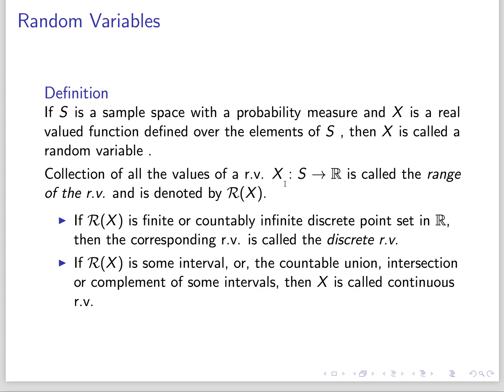Depending on the nature of Rx, we generally classify two major types of random variable. One is called discrete random variable, another is called continuous random variable. If Rx is a finite or countably infinite discrete point set in R, then the corresponding random variable is called a discrete random variable. Whereas if Rx is some interval or the countable union, intersection or complement of some intervals, then X is called a continuous random variable.